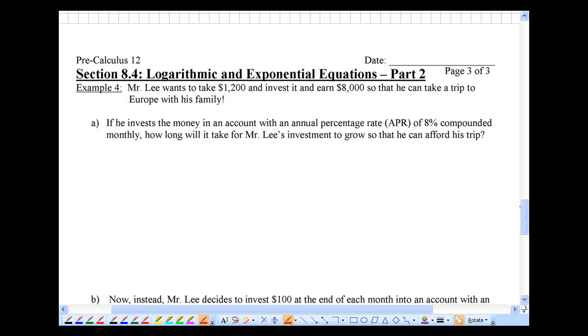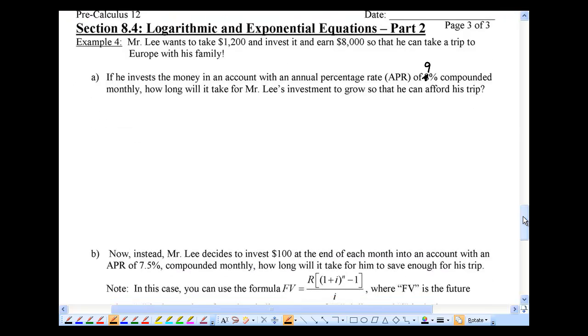So the question is, if he invests the money into an account with an annual percentage rate of 8%, compounded monthly, how long will it take Mr. Lee's investment to grow so that he can afford his trip? Now, just to make the numbers a little bit nicer, I'm going to ask you to make a change here. So instead of 8%, I want you to make this 9%. Just a little bit easier on the calculator, okay?